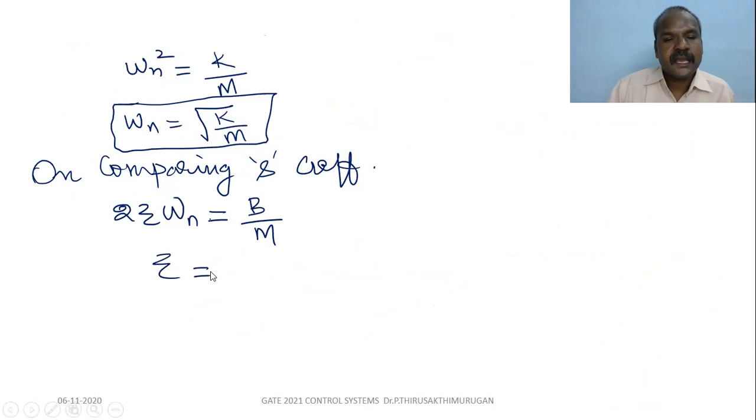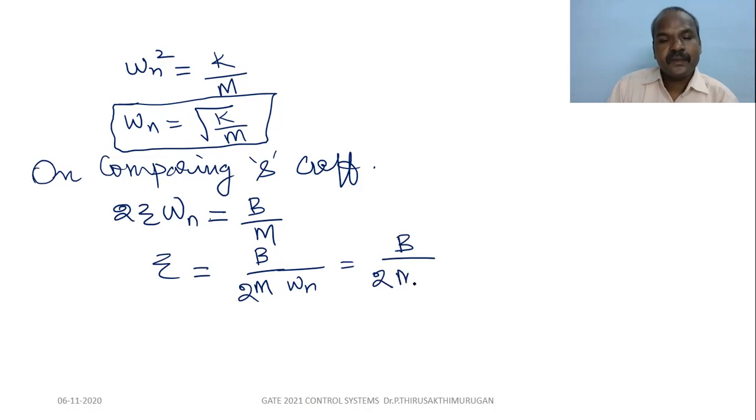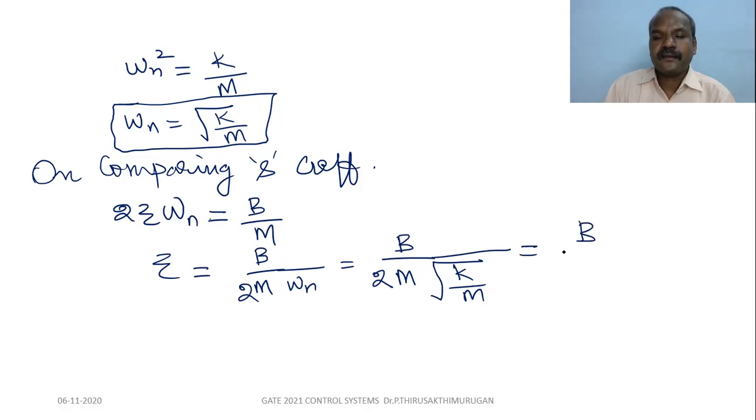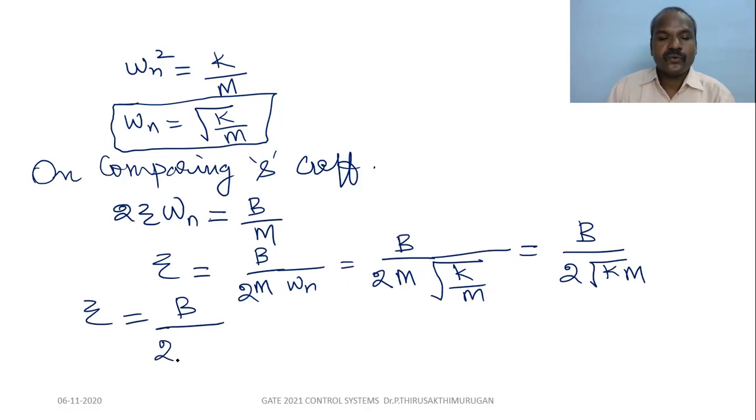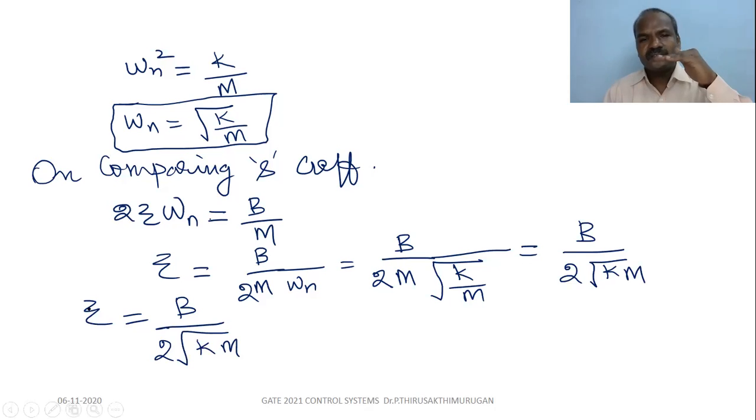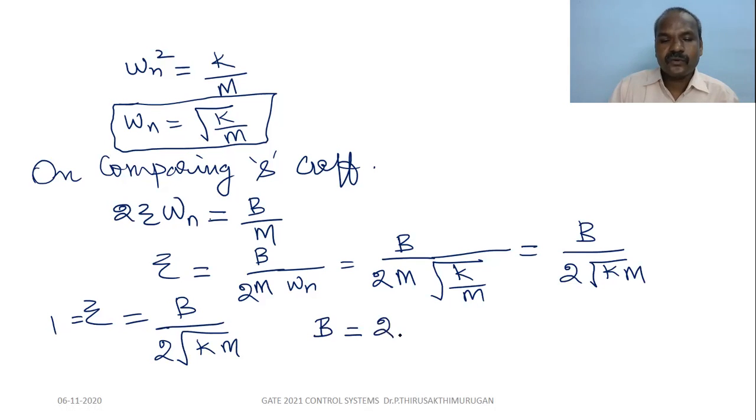So what is zeta? Zeta equal to b by m divided by 2 omega n. What is omega n? Square root of k by m. Bring this m inside the root, and we get 2 square root of km. This is the value for zeta: zeta equal to b by 2 root of km. To settle the system without overshoot, the zeta value should be equal to 1. So when this is equal to 1, b equals 2 root km.